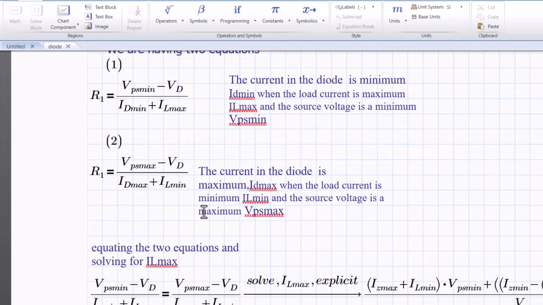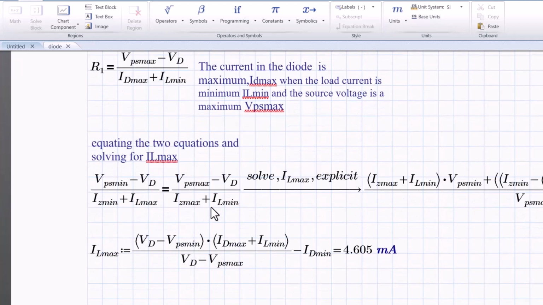Now the second equation also states when the current of the diode is maximum and when the load current is minimum and when the source voltage is maximum. It is given by the maximum voltage source, which is 10, minus the voltage drop of the diode, divided by the maximum current of the diode plus minimum load current, which is 0 as I specified up. Now we equate the two equations, solving for maximum load current, which is IL max.